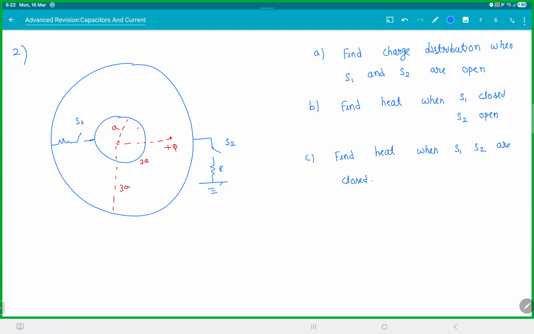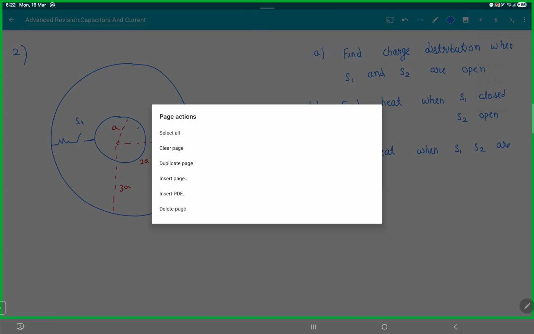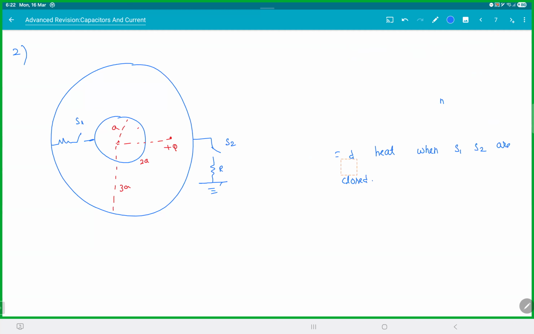I'll draw the charge distribution. Okay, let's see whether you got that much. So both the switches are open. So I'll just remove these two. I'll just remove these radiuses also.